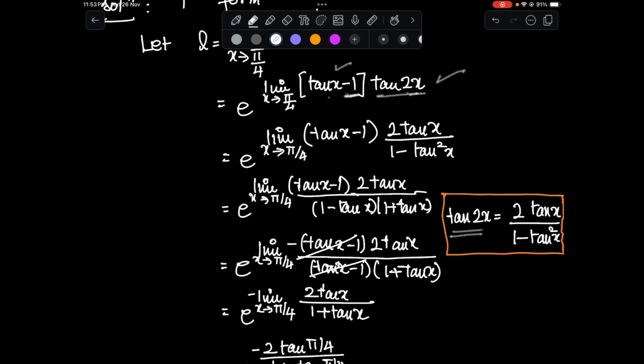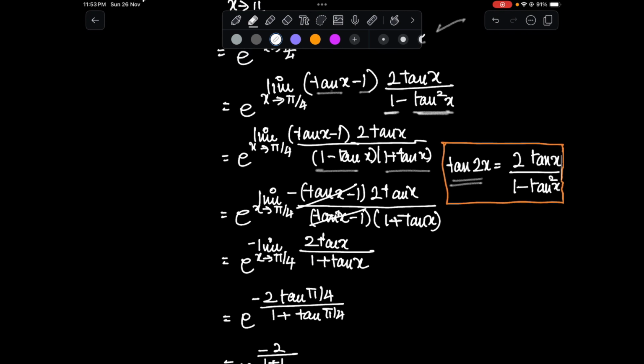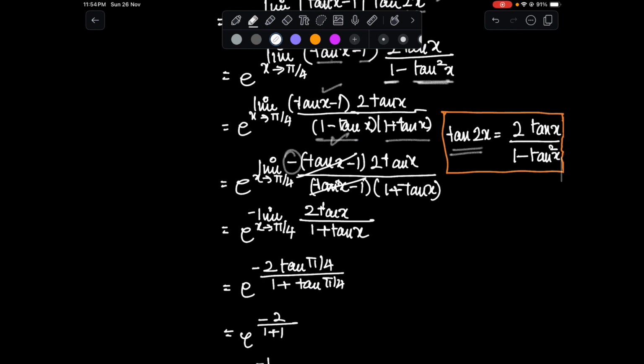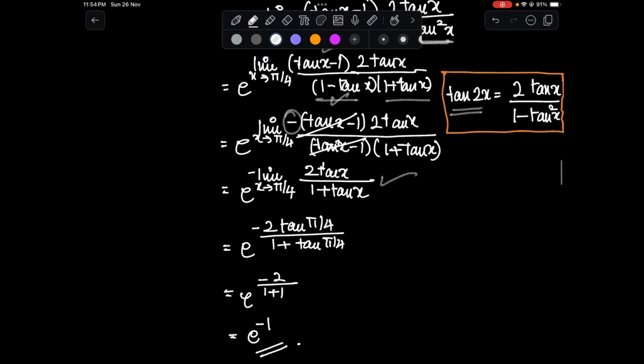Once I apply this, whenever you see anything of the form a square minus b square, always try to think of splitting it if there is a factor in the numerator as well. I can see that there is a tan x minus 1, and here I have 1 square minus tan square x. So I am splitting them into a minus b times a plus b. Now I can see the terms are not the same, so I will take minus common, which I am writing over here, and then it will get cancelled. Now you will be left with this, with the minus I have taken outside.